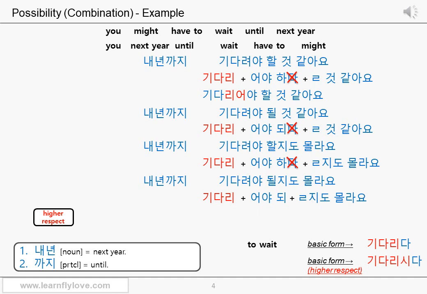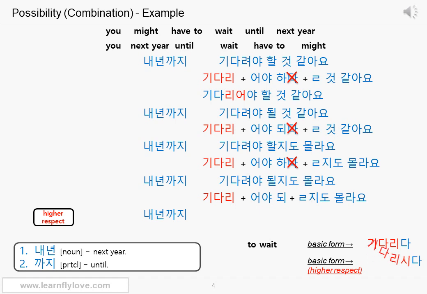This is a little bit tricky, so listen carefully. 내년까지 is the same. We told you that you need to find the predicate which is actually done by someone who deserves higher respect forms. In this case, the subject you is the one who deserves higher respect forms. So let's find the predicate which is actually done by the subject you. First of all, the main verb wait. 기다리다. Yes, it's the actual action which is done by the subject you.